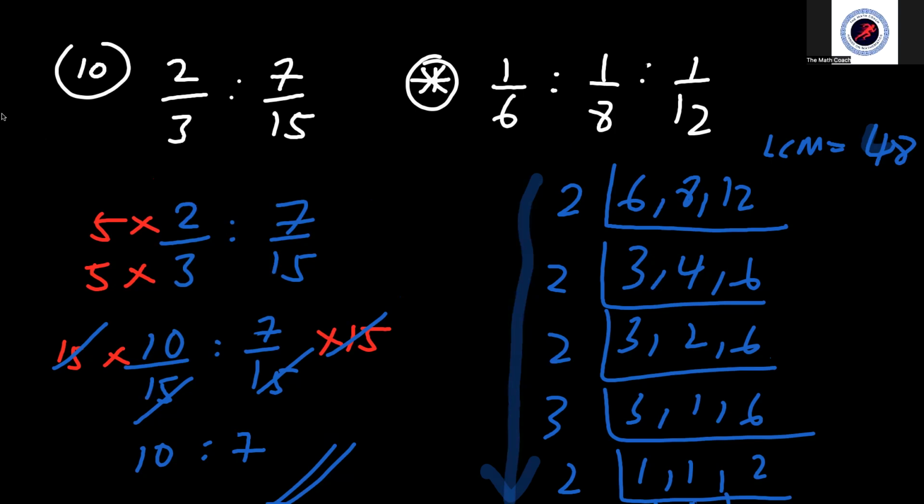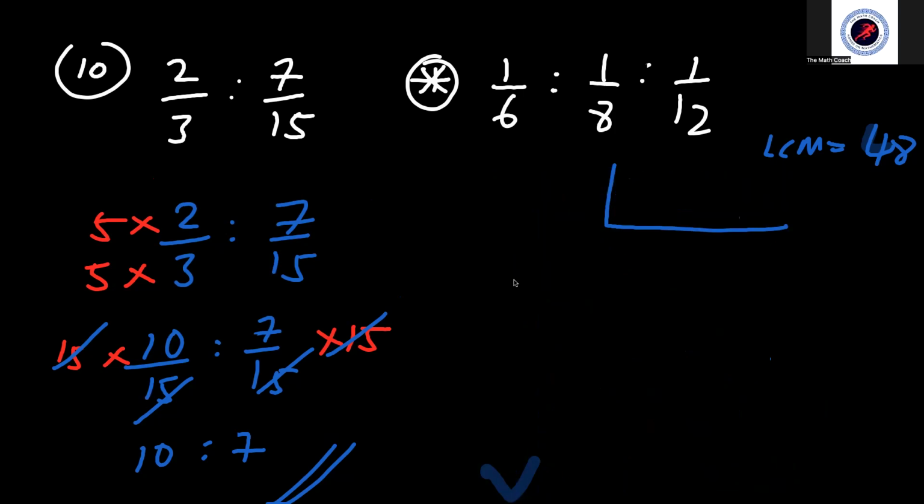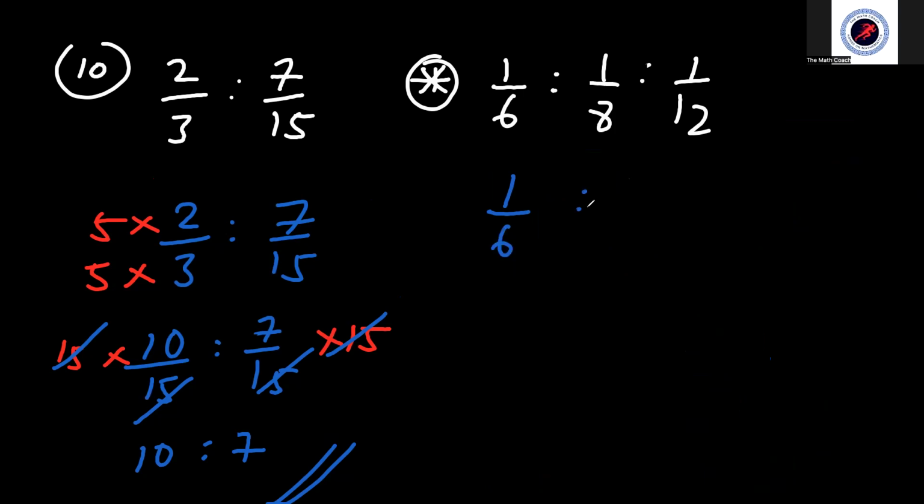All right, so now because the LCM is 48, we multiply the entire thing by 48. How do we do that? There are 3 numbers. Okay, I'll show you how to do that. You treat it just like any other ratio. So 1/6 is to 1/8 is to 1/12. We multiply the entire thing by 48. So we multiply each and every term by 48.